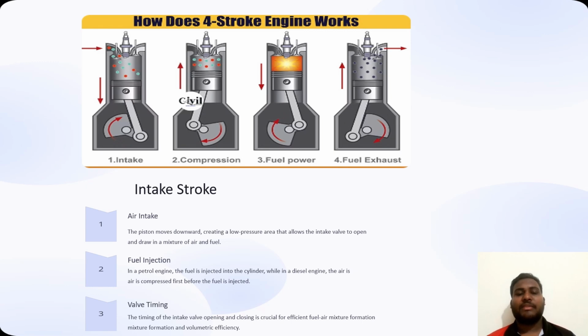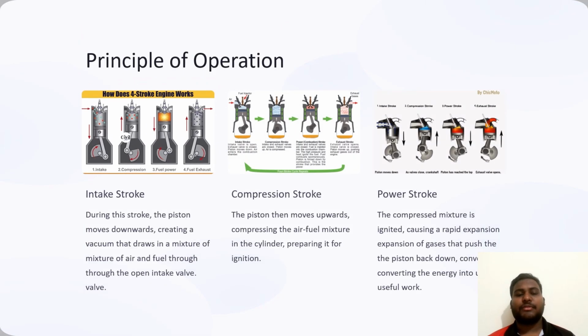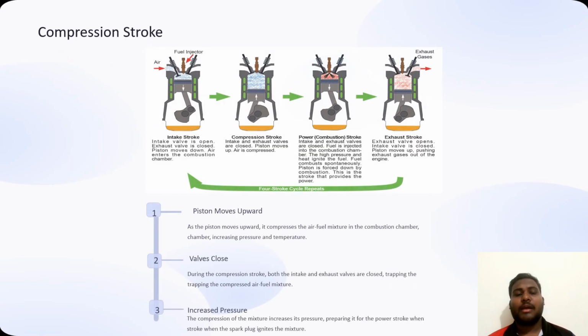Going into the next stroke, the compression stroke. The piston moves upwards, compressing the air and fuel mixture in the cylinder, preparing for ignition. Here, the piston moves upward, creating compression in the chamber and increasing the pressure and temperature. Both the intake and exhaust valves are closed during the compression stroke, trapping the mixture for compression. The compression increases its pressure, preparing for the power stroke when the spark plug ignites the mixture.